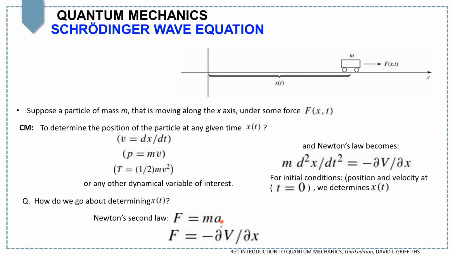F equals ma, and acceleration is nothing but the second derivative of position or displacement. So we simply write m times the second derivative of x with respect to time equals minus partial V over partial x. Now by using the initial conditions, exactly at t equals 0, we can easily find the position of the particle. This is all about classical mechanics.